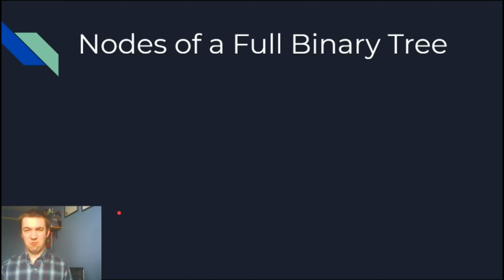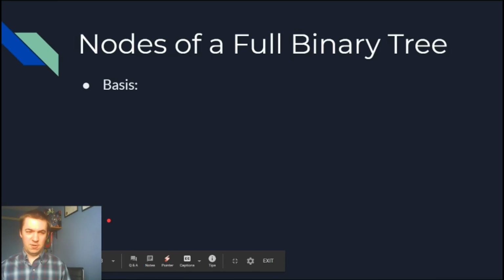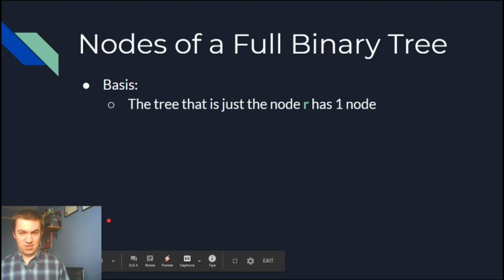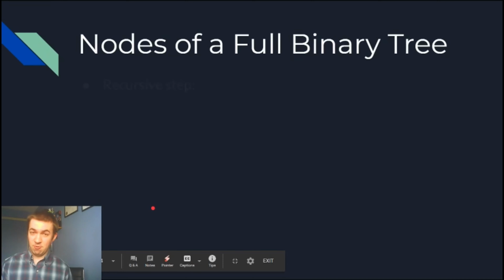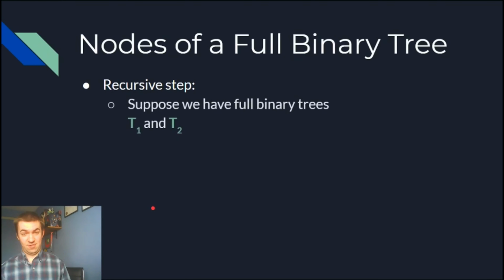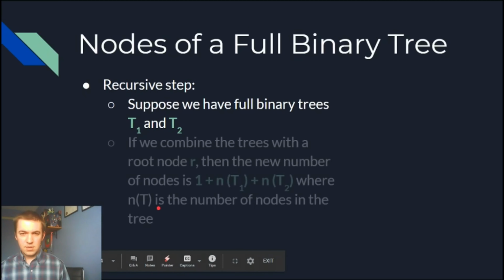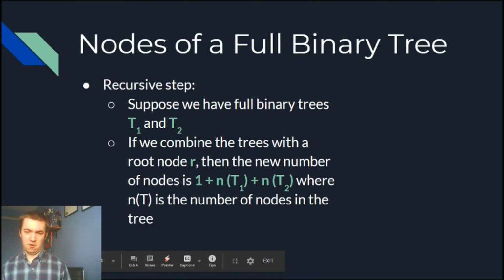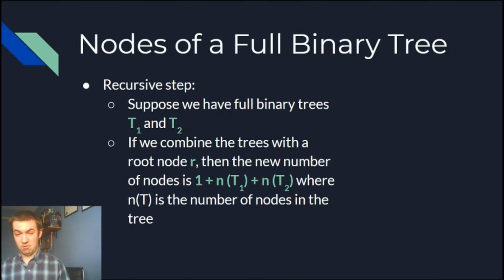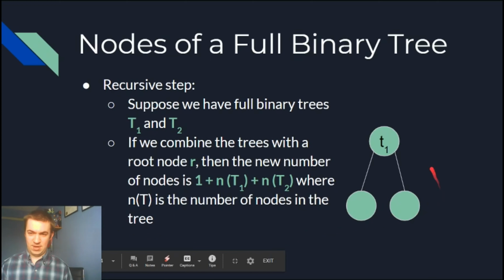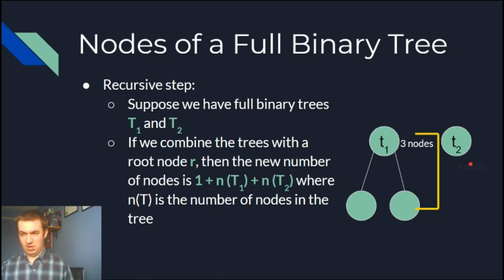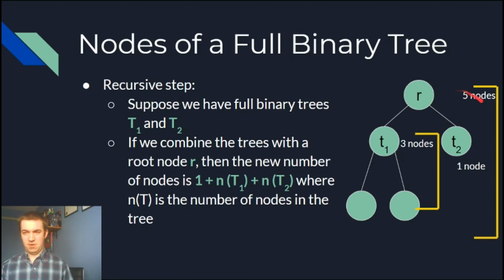Now how about how many nodes are in a full binary tree? Once again, pretty simply in our base case, the tree that's just node R has a single node. Look, there it is, 1. Now, how about recursively? Suppose we have our existing full binary trees, T1 and T2, and we combine these with a new root node R. The number of nodes is 1 plus the number of nodes in the left tree plus the number of nodes in the right tree. So this is pretty simple. If we have our tree from before, T1 has 3 nodes, T2 has 1 node, and if we add our new root node R, then we have a total of 1 plus 3 plus 1, which is 5.